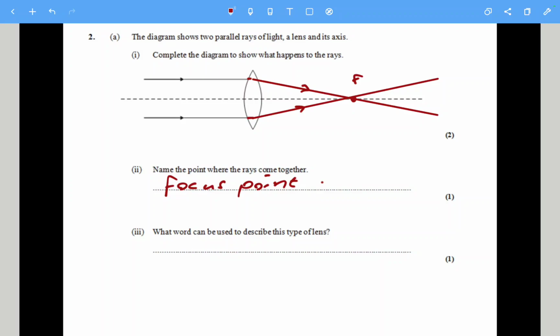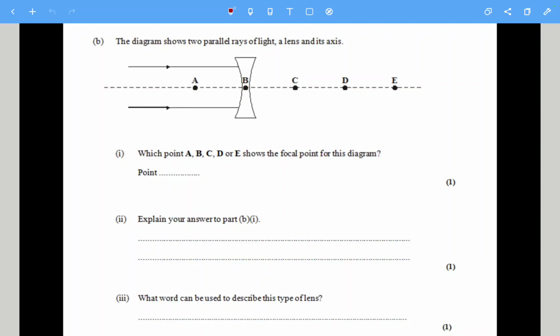What word can be used to describe this type of lens? Well, it's a convex lens. You could also say converging. Next one. Right, I'm going to pause and do this. The diagram shows 2 parallel rays of light, the lens and its axis. Which point A, B, C or D shows the focal point for this diagram?